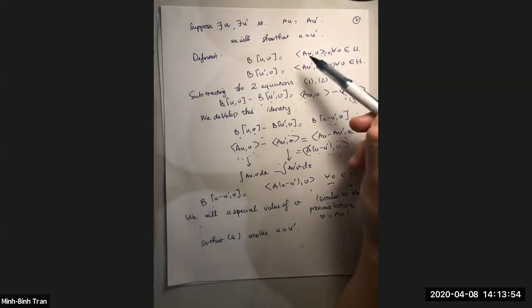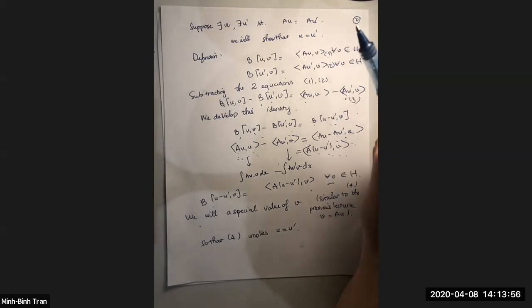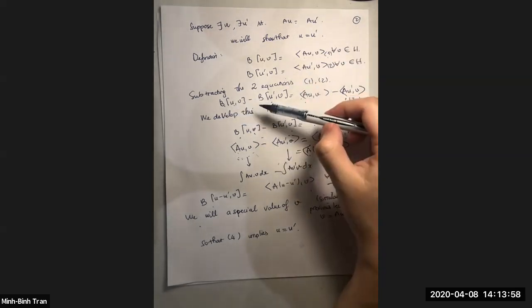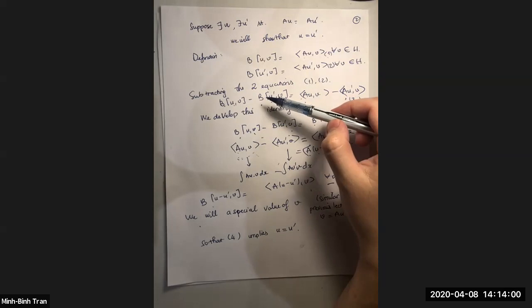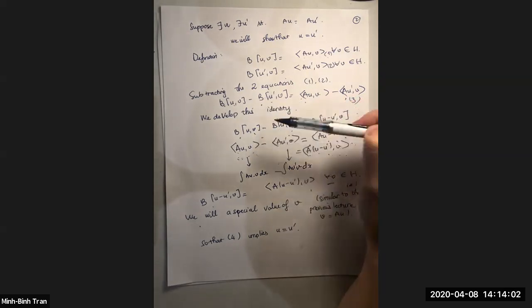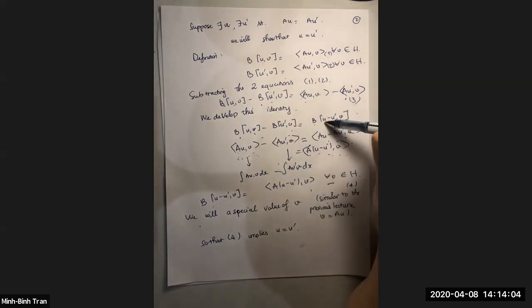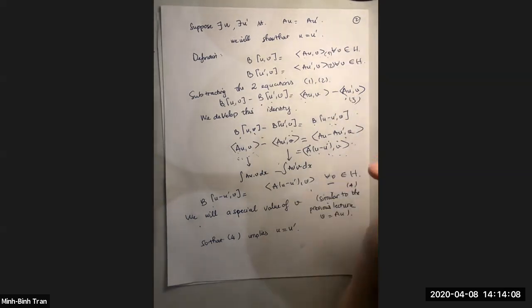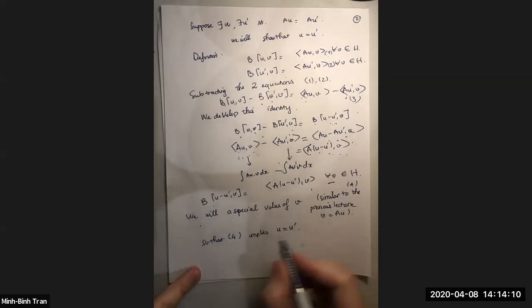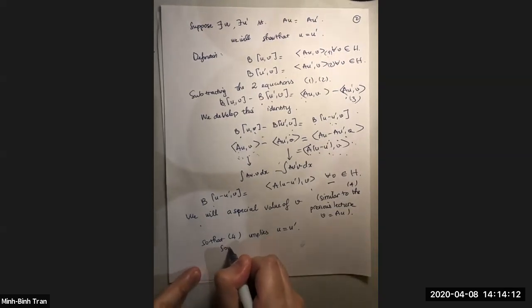Right. So now, because B is linear in the first variable, I can subtract U and U prime, so I have B(U minus U prime, V). Surab has a very wonderful answer. So Surab's idea is the following.